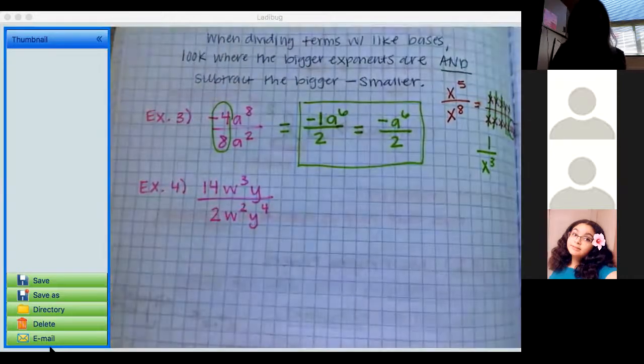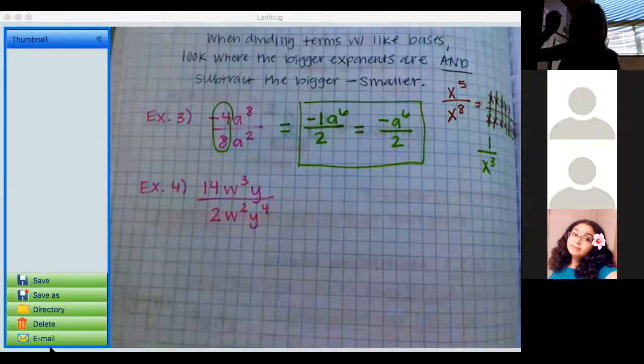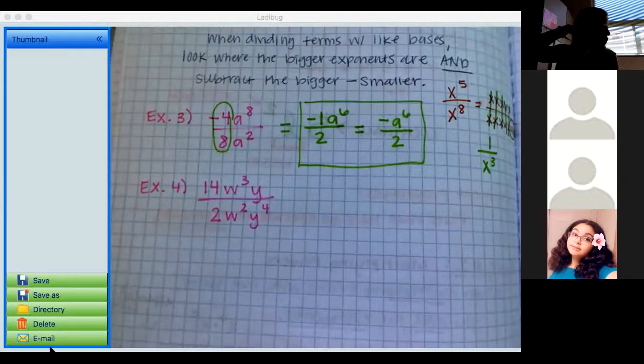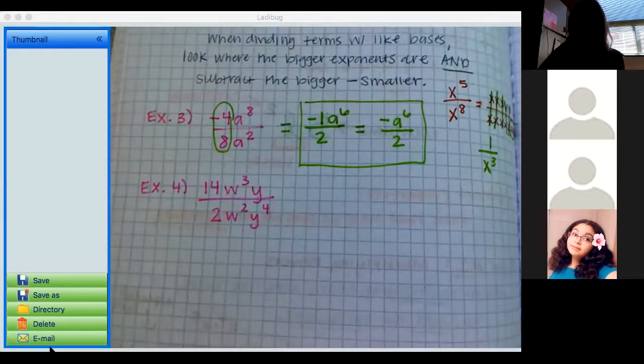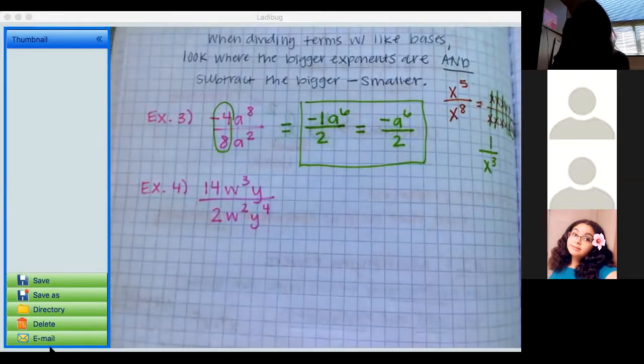Y'all doing so good. We're like halfway done because the last 3 rules are faster. These are the 2 basic ones. All right, what do we do first?